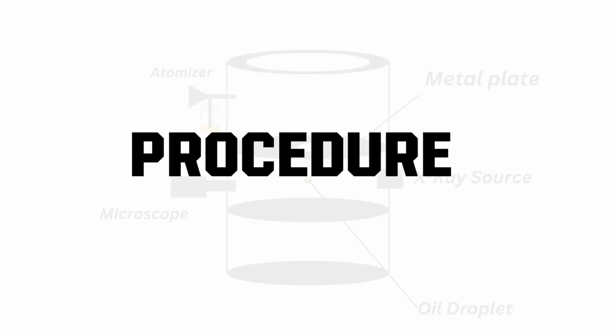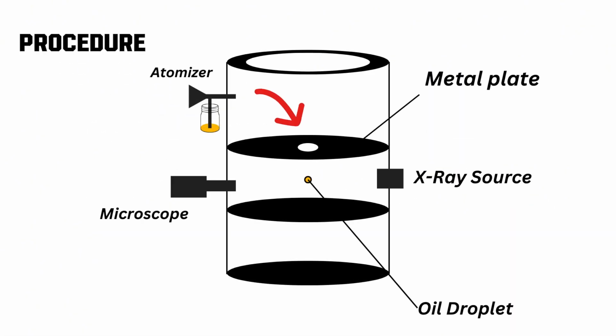Let's see the procedure. The atomizer sprayed tiny oil droplets into the upper chamber. These droplets would slowly fall under gravity through a small hole into the lower chamber where observations were made. Millikan observed the falling oil droplets through a microscope. By adjusting the focus, he could pick a single droplet to study.